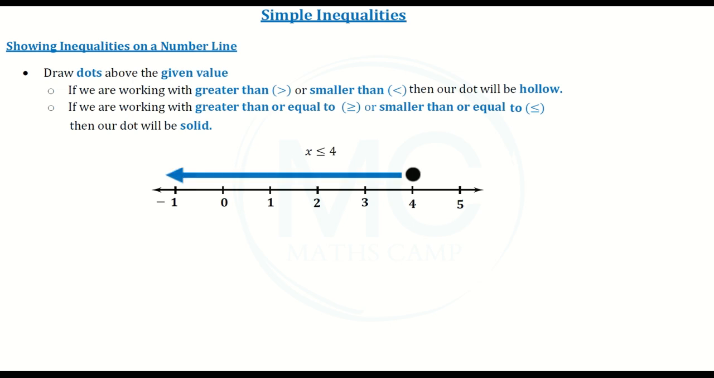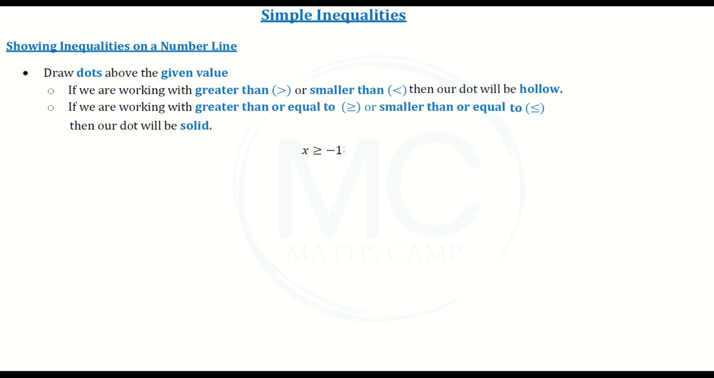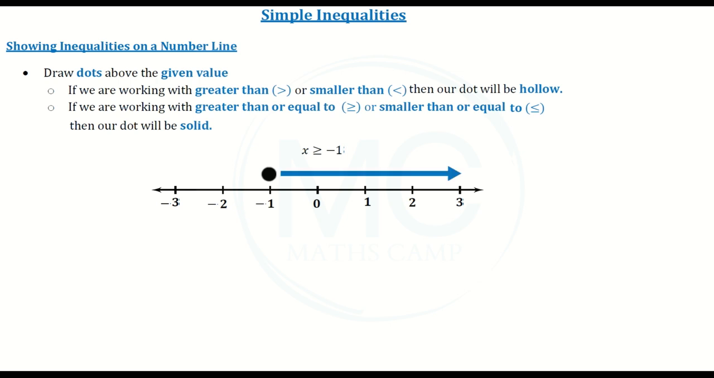Let's do one more. X is greater than or equal to negative 1. It is greater than or equal to negative 1, so we put a solid dot above negative 1. We are looking at values that are greater, so we draw a line to the right.